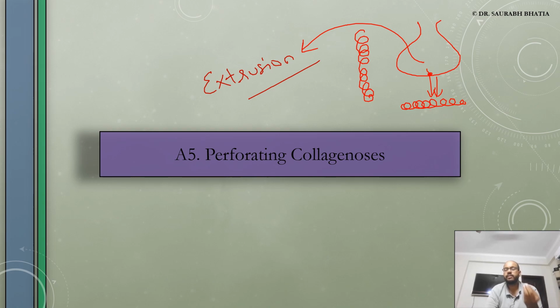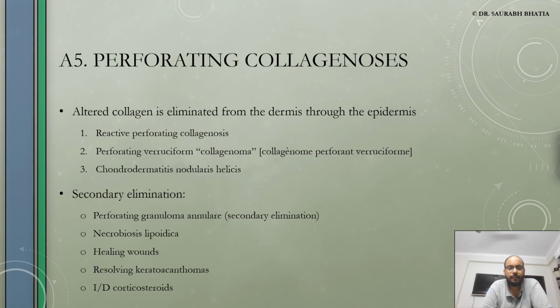And in perforating collagenosis, you have extrusion of collagen fibers through the dermoepidermal junction into the epidermis. So let's move forward and see what it looks like. In perforating collagenosis, you have altered collagen which is eliminated from the dermis through the epidermis. The disorders include reactive perforating collagenosis, perforating verruciform collagenoma, chondrodermatitis nodularis helicis.